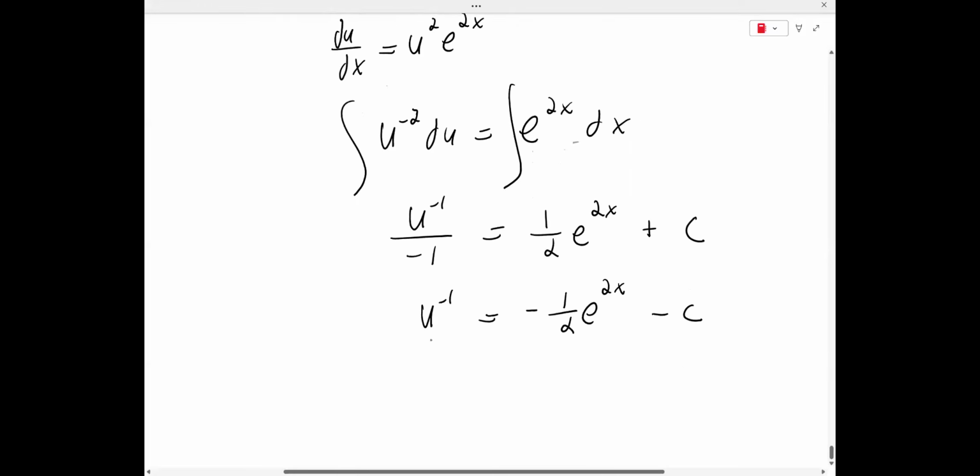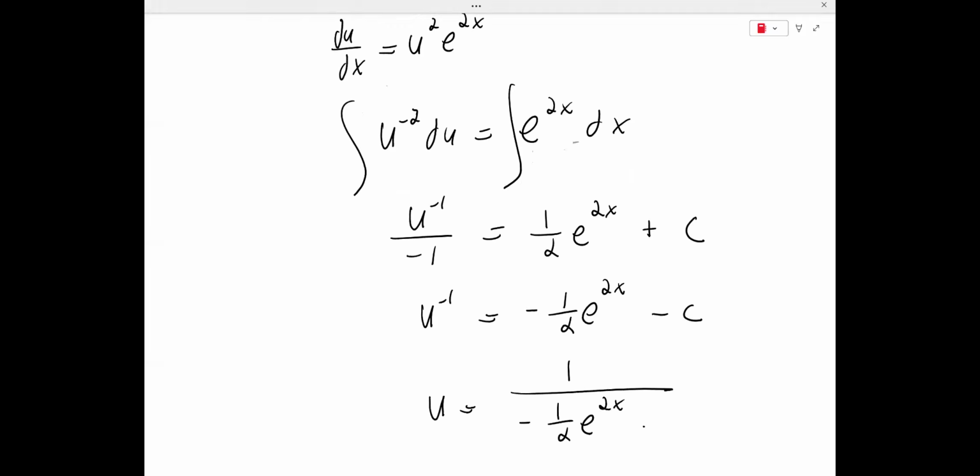So this is like 1 over u here, right? So that's 1 over u. So basically, if you just reciprocate both sides now, you can write u is equal to 1 over negative 1/2 e to the 2x minus c. Right, so that's the u here then.